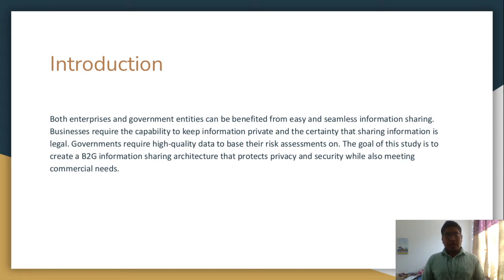In the introduction, they produce this insight that both enterprise and the government entities can benefit from easy and seamless information sharing technology. Businesses require the capability to keep the information private and the certainty that the sharing of information is also legal. Government requires high quality data to base their risk assessment on. The goal of this study is to create a B2G, which means business to government, information sharing architecture that protects the privacy and the security while also meeting the commercial needs.